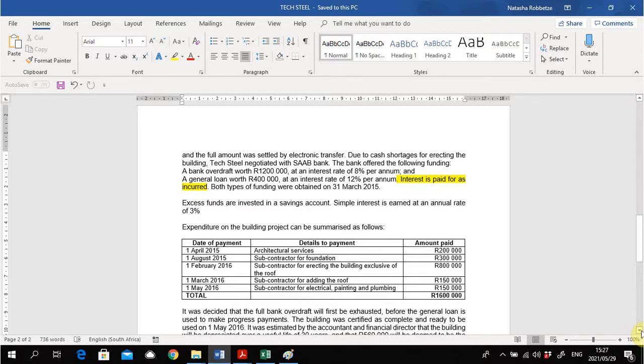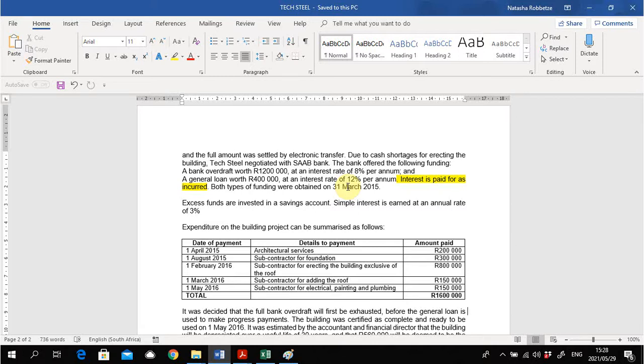We have a bank overdraft that is worth 1.2 million Rand and an annual interest rate of 8%, and then a general loan which is worth 400,000 Rand at an interest rate of 12% per year. Then the next sentence is very important, and so important that I highlighted for you in yellow. It says, interest is paid for as incurred. So this means that we do not capitalize the interest. The interest is paid for as we go along, so we don't have to calculate interest on interest. Then it says both types of funding would be obtained on 31st of March 2015.